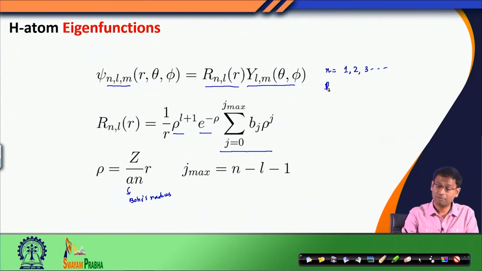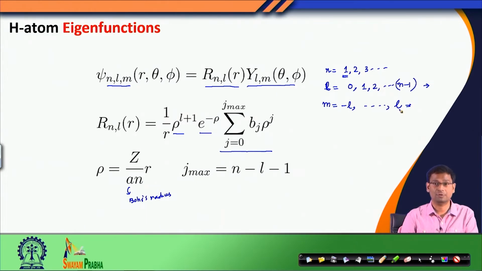For a given value of n, the l value goes from 0, 1, 2 until n minus 1. And for a given value of l, m goes from minus l to plus l in steps of 1. So, therefore, for a given value of n, I have n number of l values, and for a given value of l, I have 2l plus 1 number of m values.